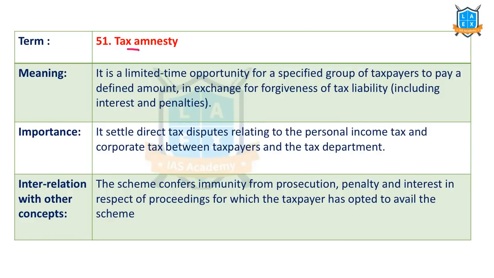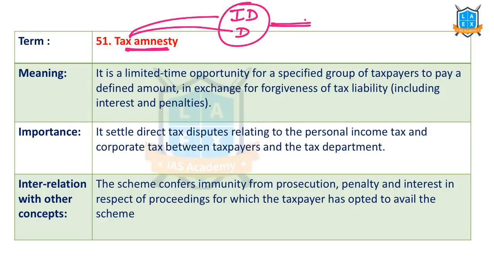The next important topic is tax amnesty. Tax systems, in the indirect tax system or the direct tax system, provide amnesty. Amnesty means if there are any pendings or any complaints against them, forgiving them and giving them a chance to move clean. That's called tax amnesty. It is a limited time opportunity for a specific group of taxpayers to pay a defined amount in exchange for forgiveness of tax liability. This is called tax amnesty.